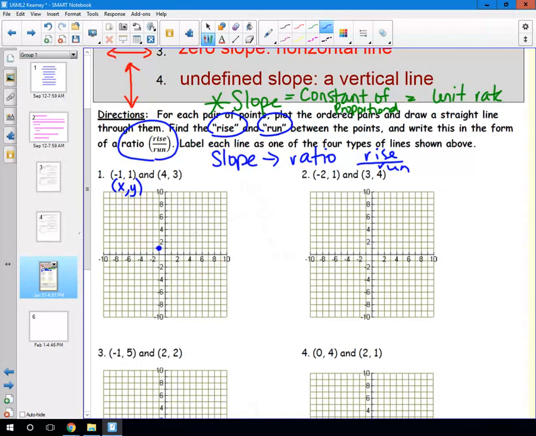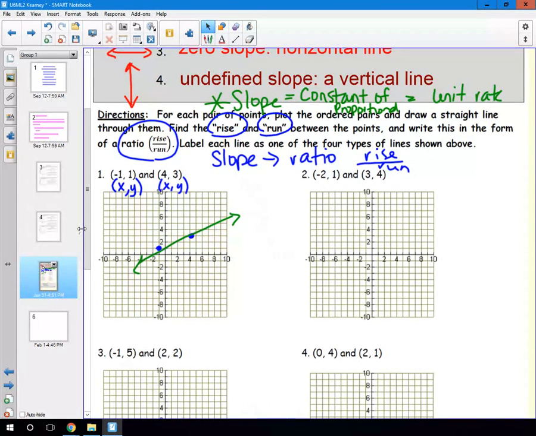My next one's 4, 3, again x, y, so I'm going to go over to 4, and then up to 3, and plot my second point. And really, that's all you need to draw these lines, you just need 2 points, okay? And then I can connect those. The printing is not very good at drawing a straight line, but I'm going to do the best that I can. There we go. It's going to look something like that, okay?